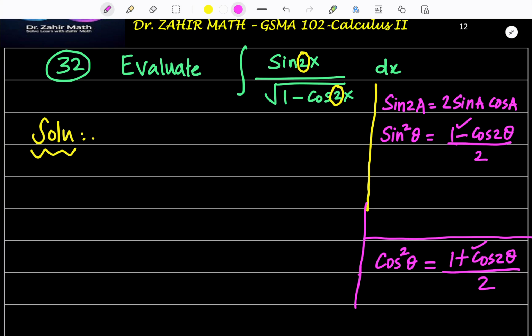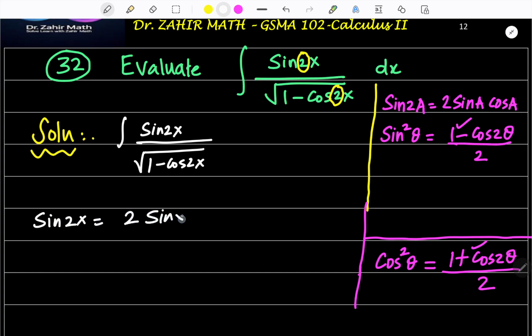What is the connection, teacher, for this question? See that. Okay, let's start this question. Integral sine 2x divided by square root of 1 minus cosine 2x. So I'm going to use the formula sine 2x is 2 sine x cosine x. Is this the integration formula, teacher? No. This is an O/L formula. Keep in your mind.